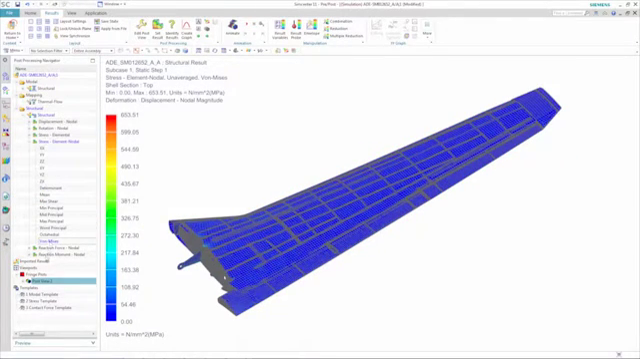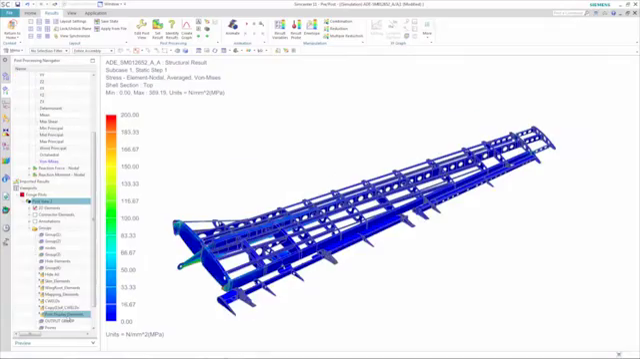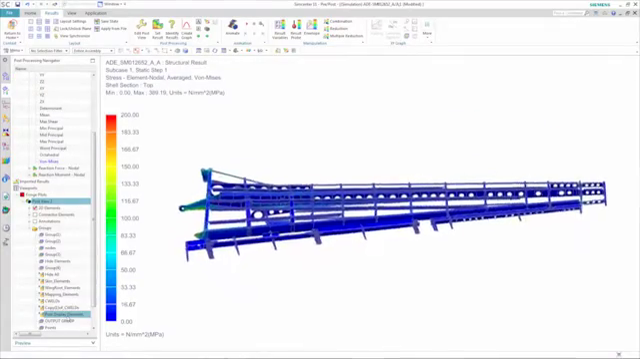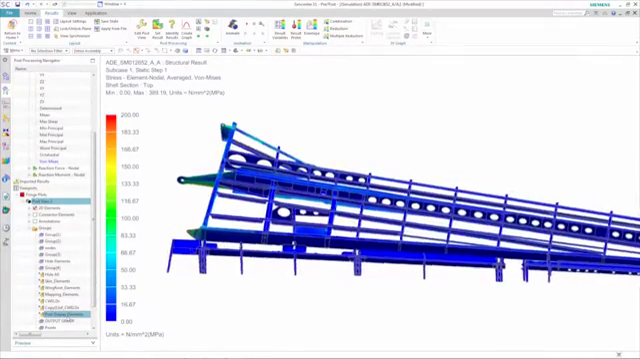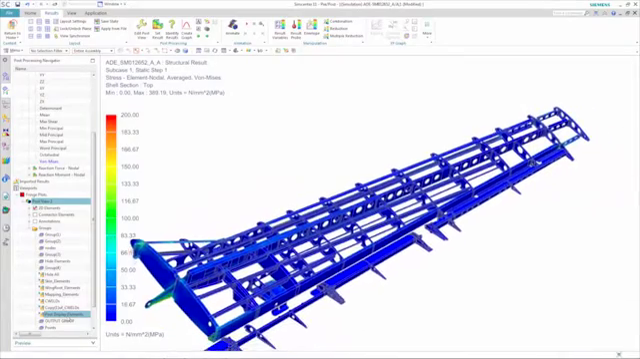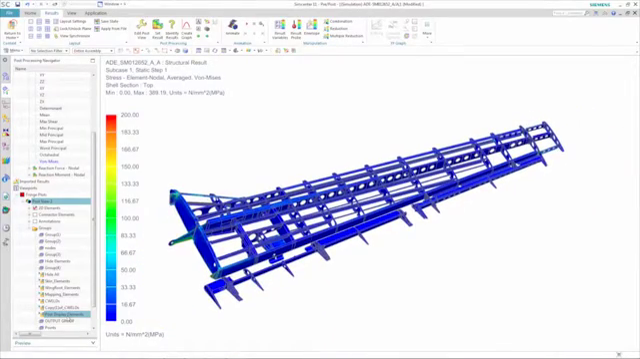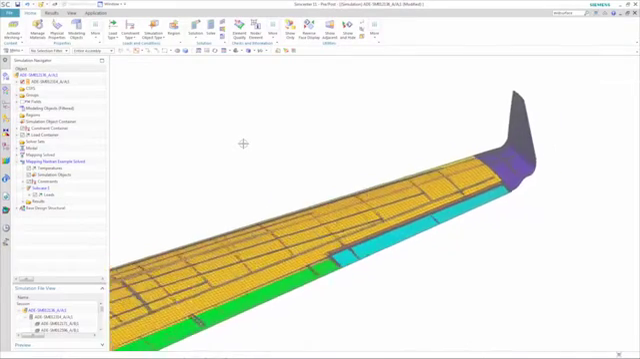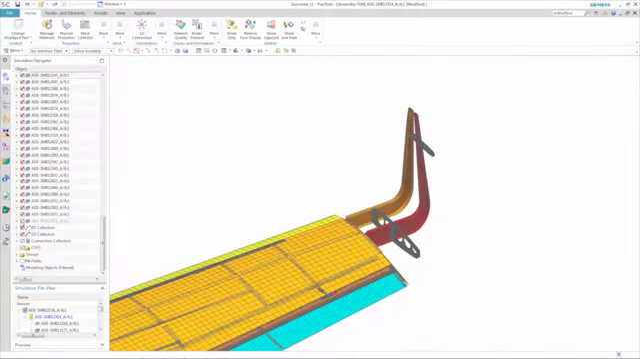NX-NASTRAN was used to perform a modal analysis of the wing assembly FEM to make sure all the components were included properly and connected correctly. Using Simcenter 3D post-processing template speeds up the process and ensures consistency when reviewing results from engineer to engineer and analysis to analysis. Now let's take a look at the proposed new wing design, which includes a winglet.